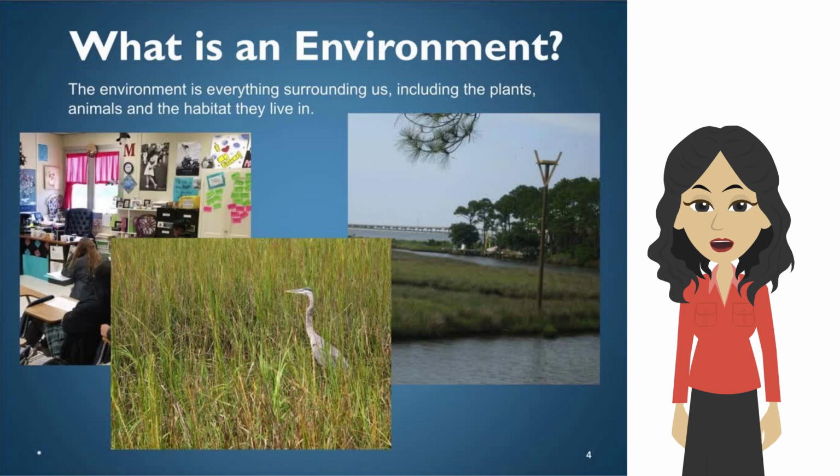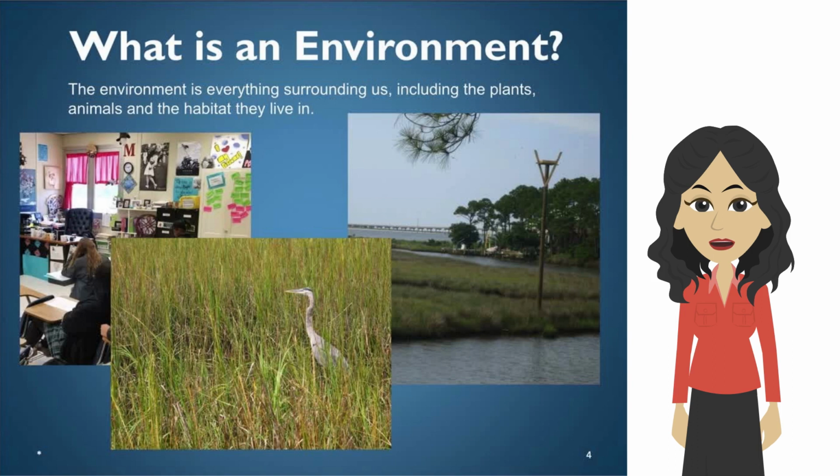So what is a coastal environment and how do we take care of it? The environment is everything surrounding us. That includes living things like plants and animals, as well as non-living things like sand. There are many kinds of environments. What are some things you see in environments shown in these pictures?